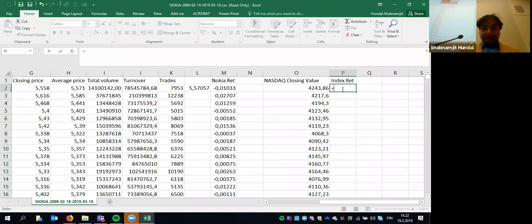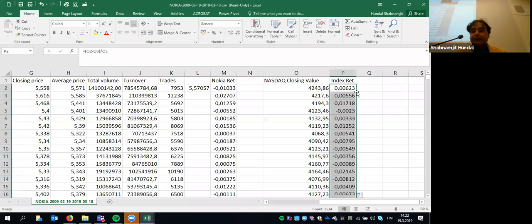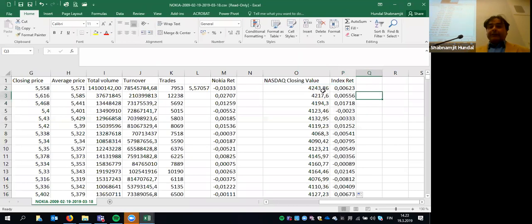Use the formula, the current value of the index minus the previous value, divide by the previous value. There we go, now it works. And once again, when you have this plus sign here in the corner, double click. Now this is the index return. So you have the Nokia return and the index return. Okay, are you with me? Yes or no? Come on.